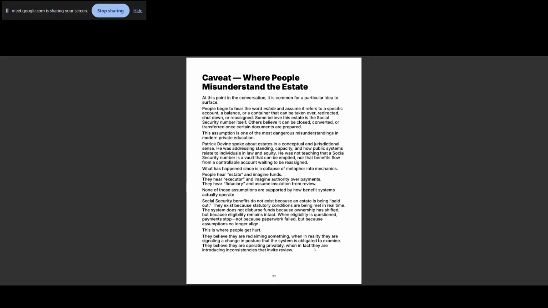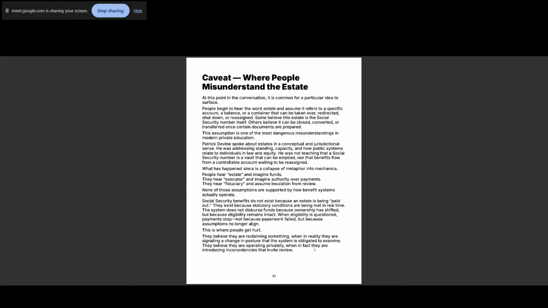What has happened since is a collapse of metaphor into mechanics. People hear estate and imagine funds. People hear executor and imagine authority over payments. They hear fiduciary and assume insulation from review. None of those assumptions are supported by how benefit systems actually operate.